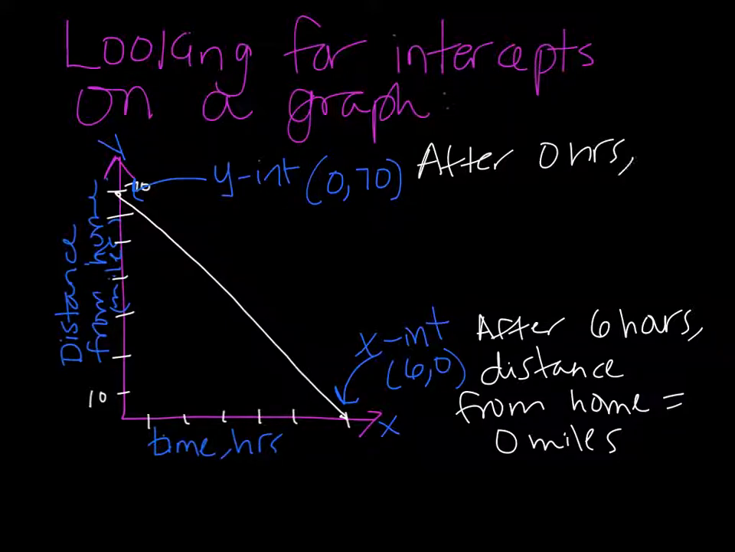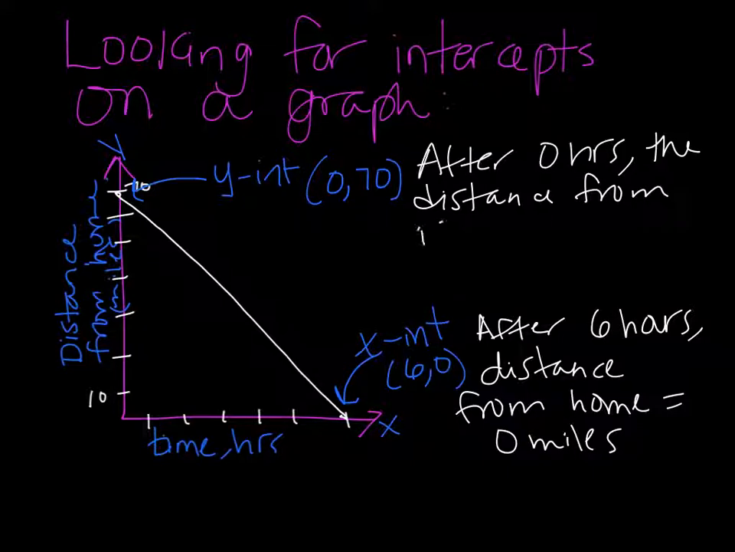And the y-intercept would mean at the beginning, after 0 hours, or just meaning your initial distance from home, you are 70 miles from home. So that would be your starting distance from home, before you start driving.